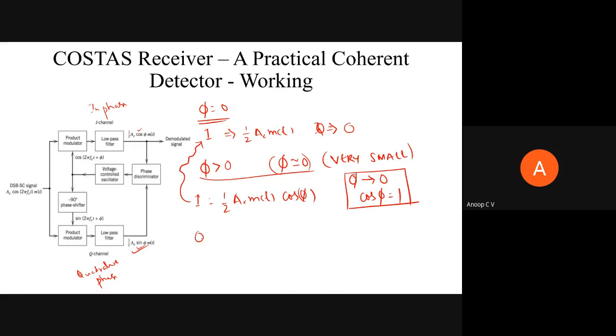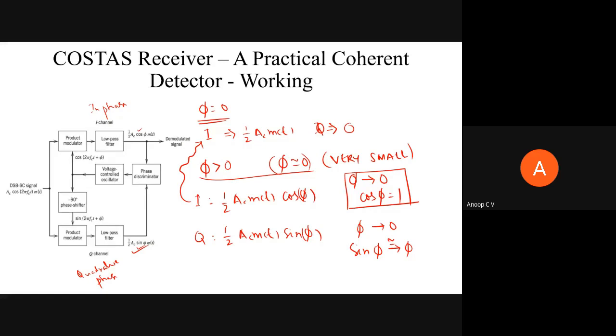But if you see the Q channel output, it is equal to half AC times m of t into sine phi. When phi is very small, you might have used it in some other places as well, sine phi tends to phi. For small values of phi, sine phi is almost approximately equal to phi. Have you heard it anywhere? Please say yes or no. For small values of theta, sine theta is almost equal to theta.